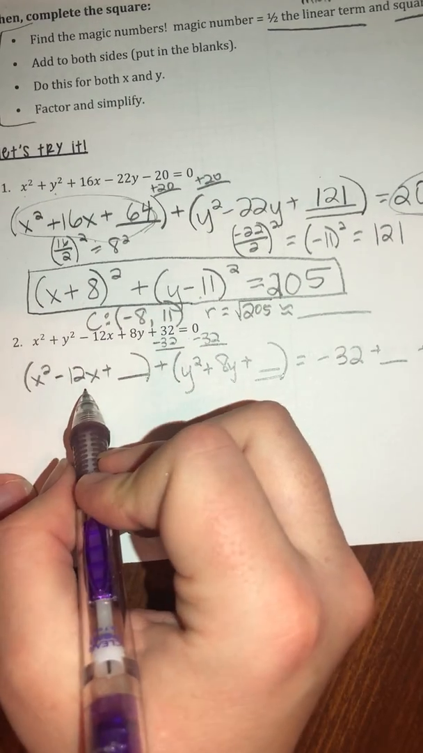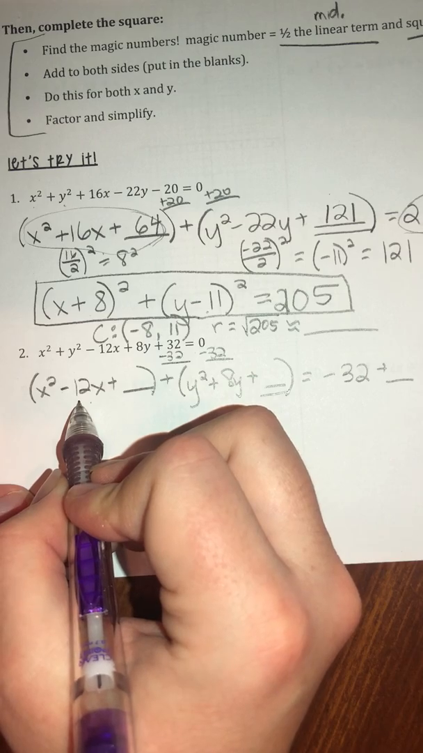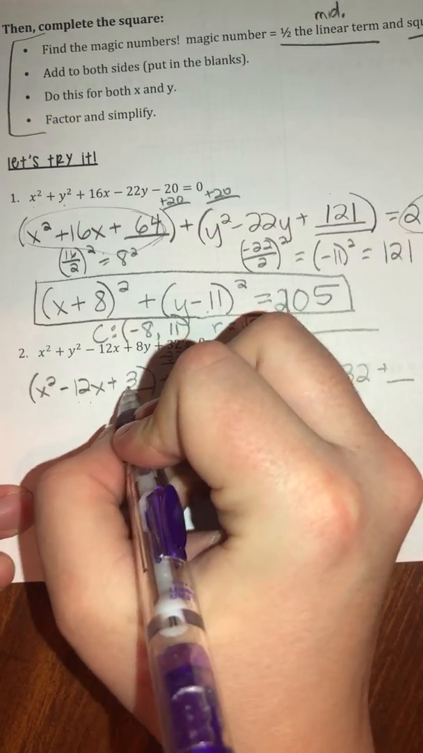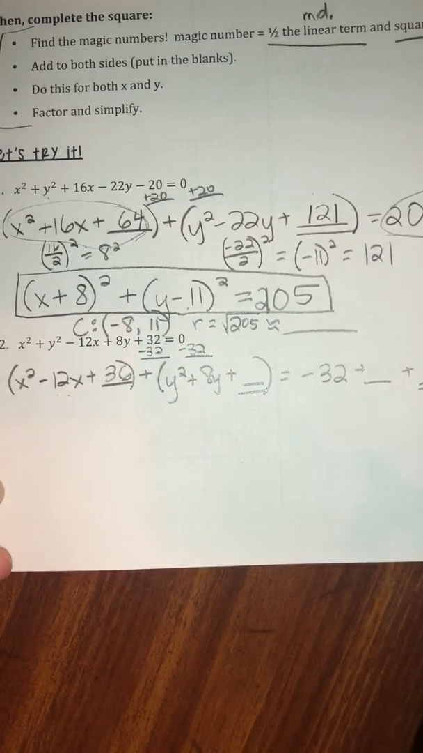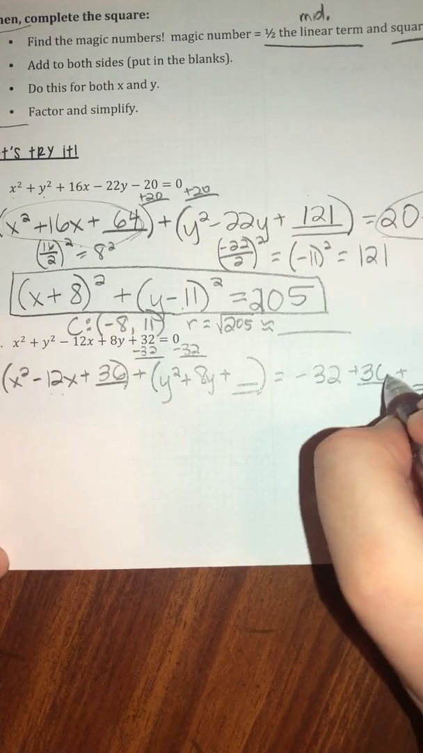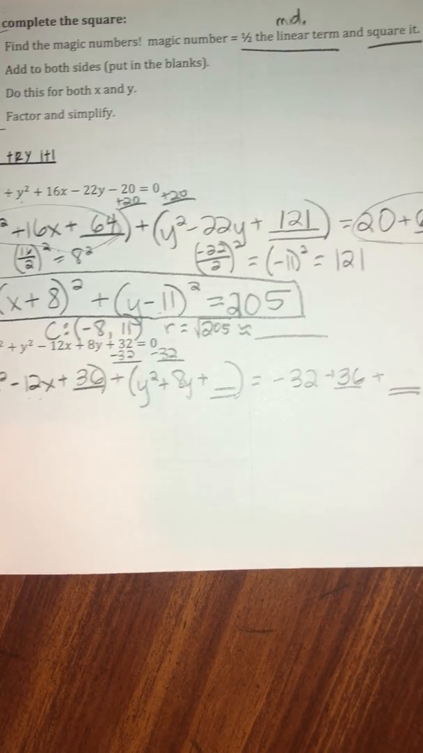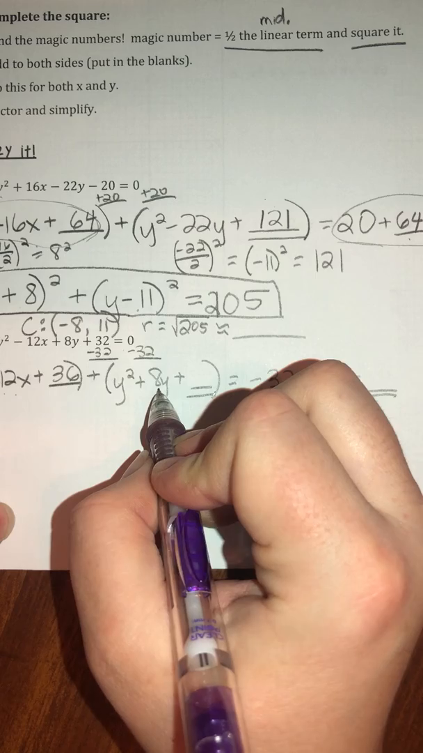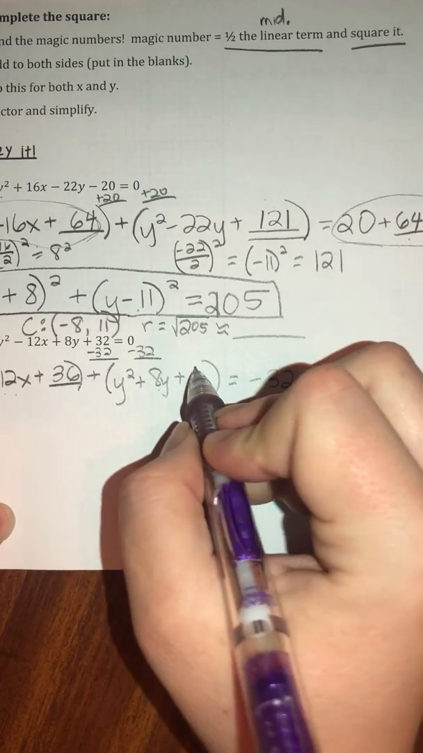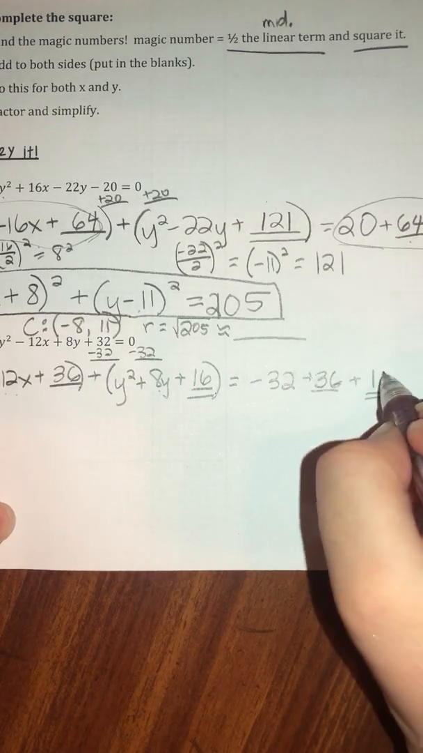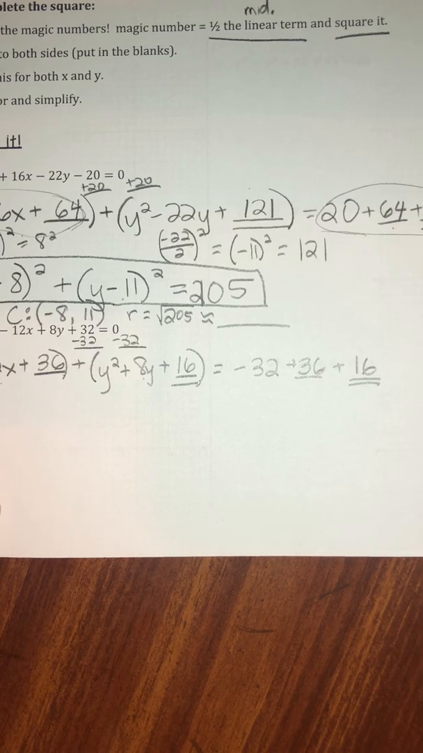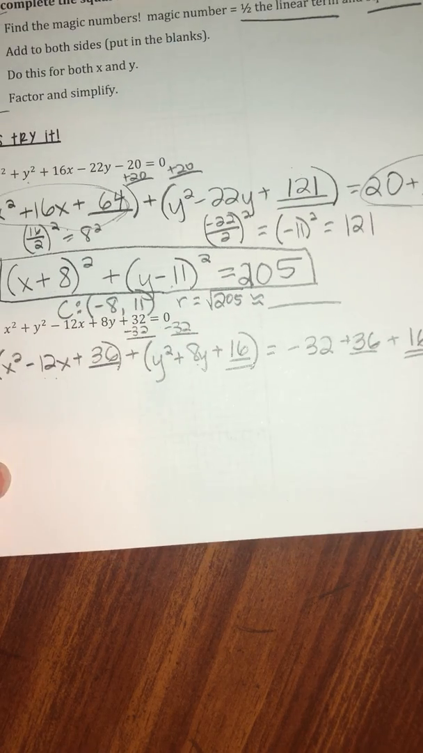All right, figure out your magic number here. So half of 12 is 6, and 6 squared would be 36. That goes in the blank with the x's as well as the first blank on the other side. With your y's, half of 8 is 4. 4 squared is 16. It also goes on the right side.